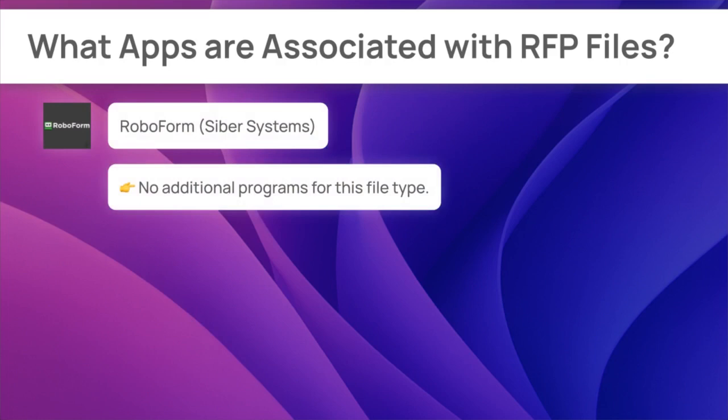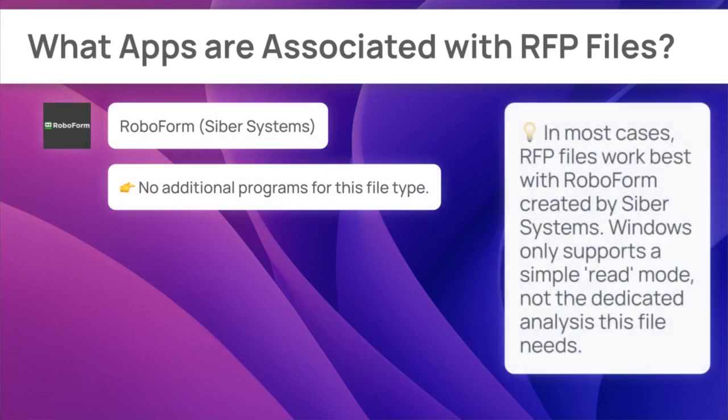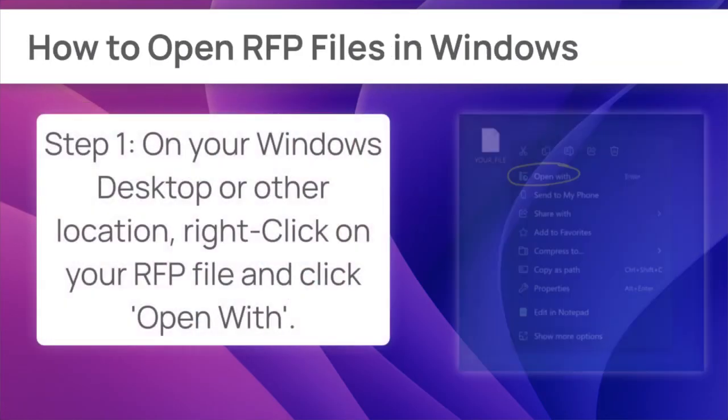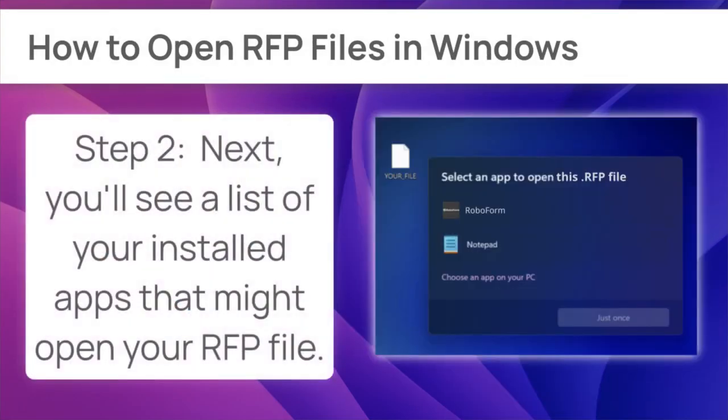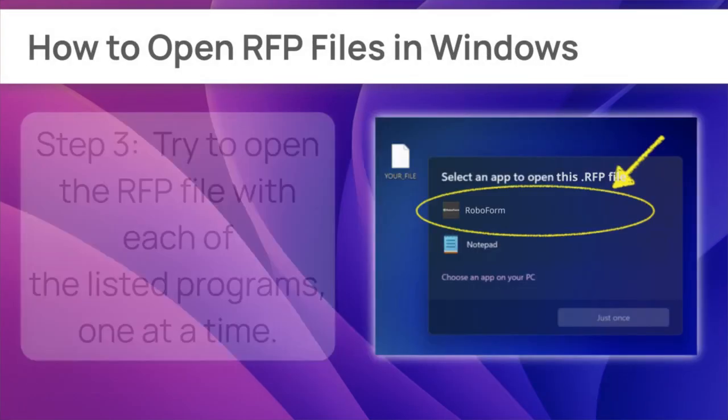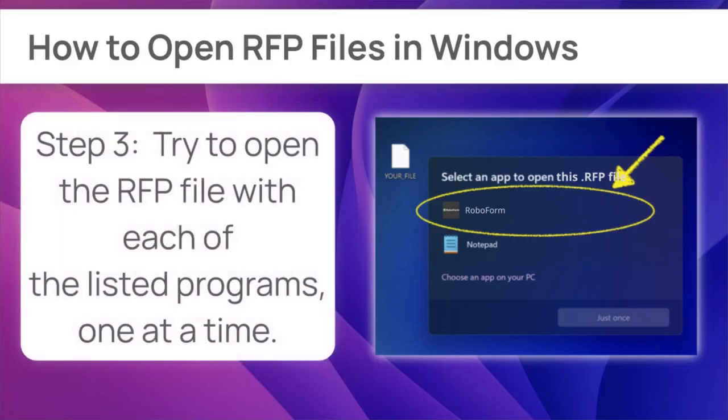Windows only supports a simple read mode, not the dedicated analysis this file needs. Windows provides only limited attributes, so meaningful interpretation depends on the appropriate software. We are testing every installed program for file recognition. Right-click your RFP file and choose Open With. Test RoboForm first. If it fails, select another application. The right reader is in that list.